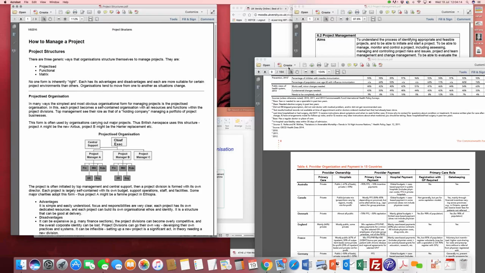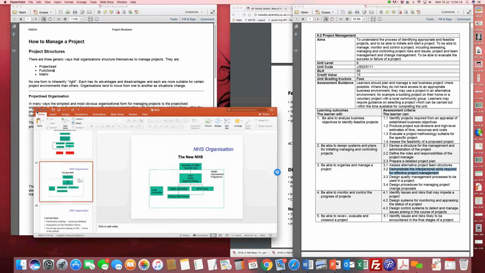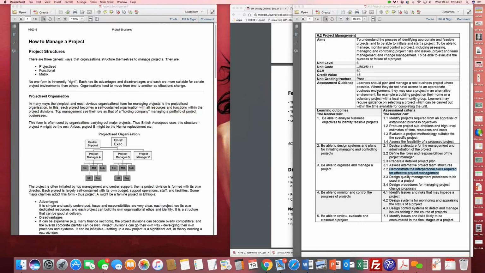Okay. Is that okay? Lovely. So, any questions so far? About the hierarchical and projectized, is it explained in the slides, or do I have to find it out? No, it is in the slides. Okay, lovely. I'll go through it later.